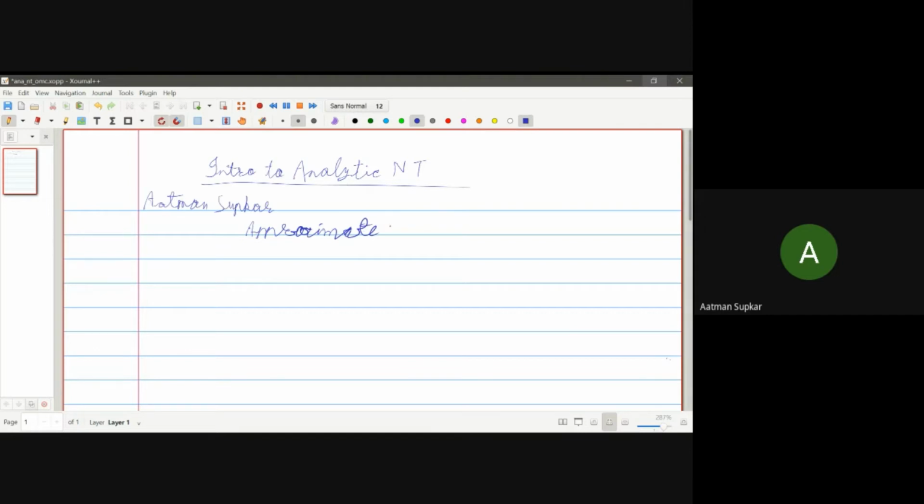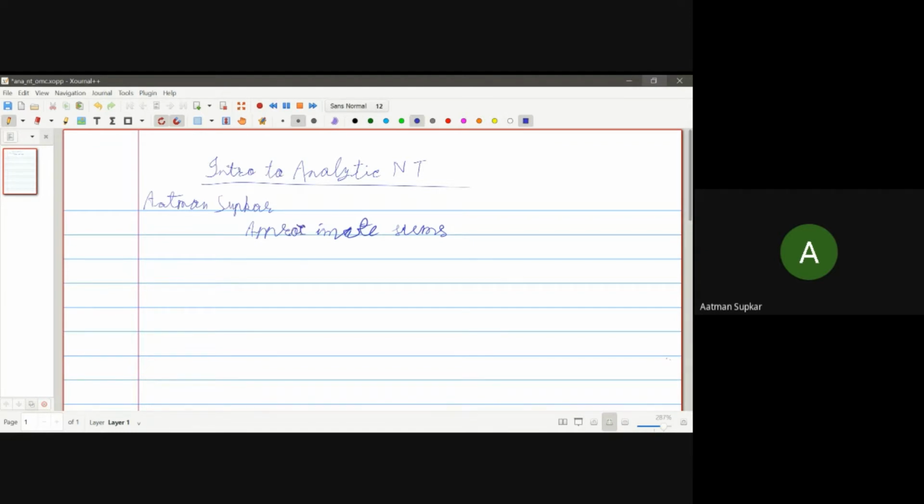Sure, this is getting bad. Is it readable? Should I just use Notepad instead? How do we do the approximation, by the way?